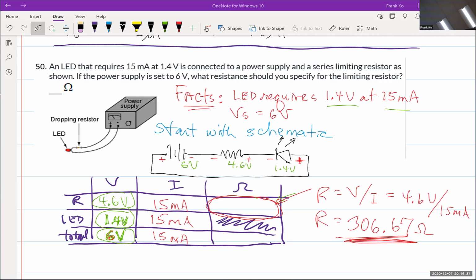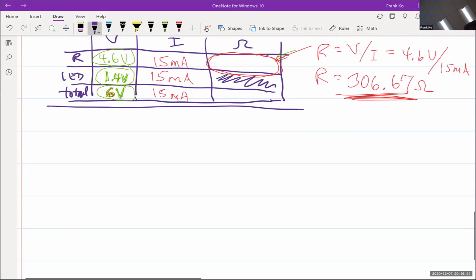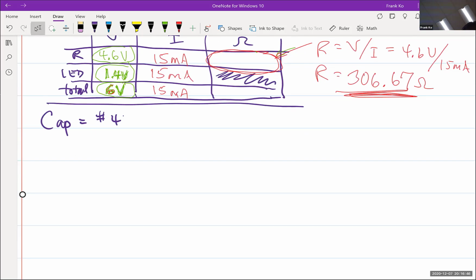If you have a cap that's coded as 473, what do you do with that to determine its capacitance value? That would be determined as 47 followed by 3 zeros, followed by picofarads.